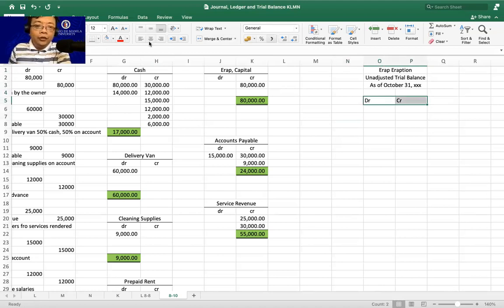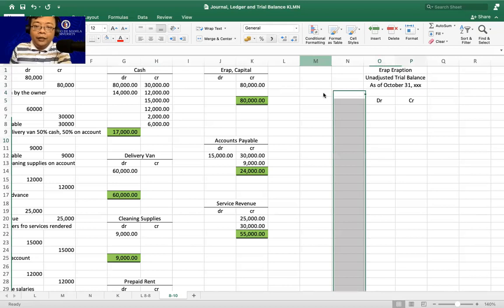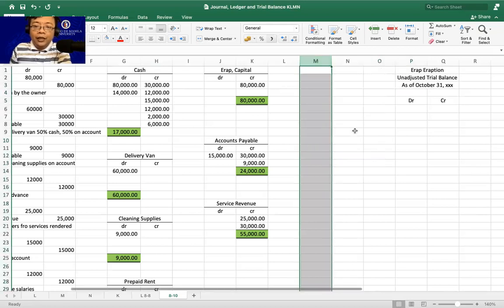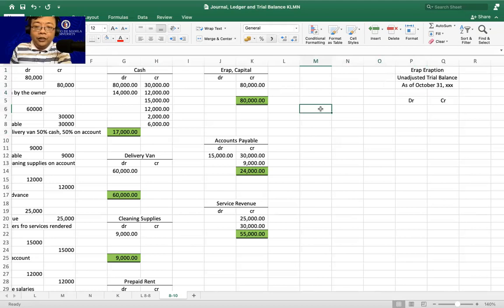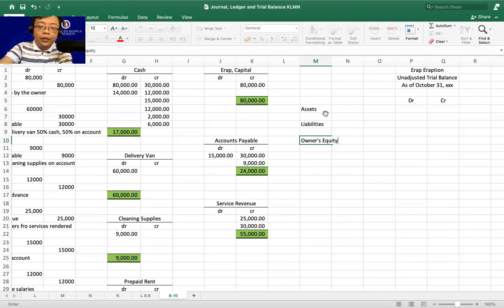Ano nga yung ating discussion? What I discuss here, I will discuss again, in terms of the trial balance: very important is to put first your assets, followed by your liabilities, followed by your owner's equity, followed by our drawings.